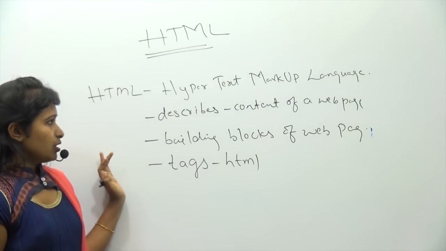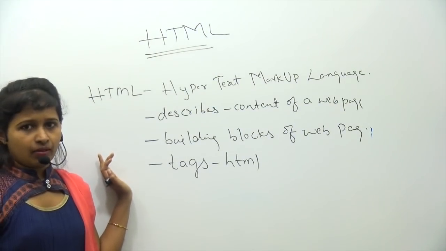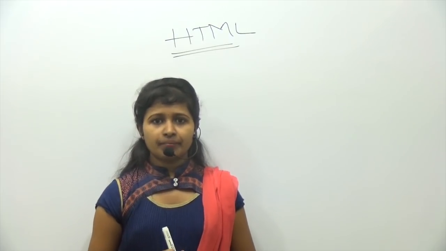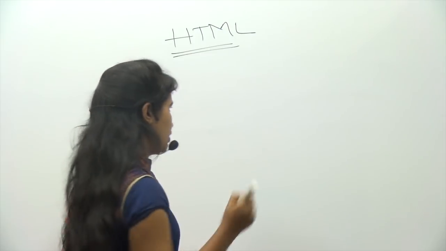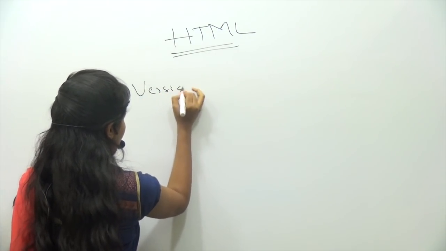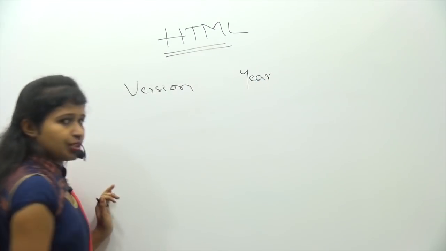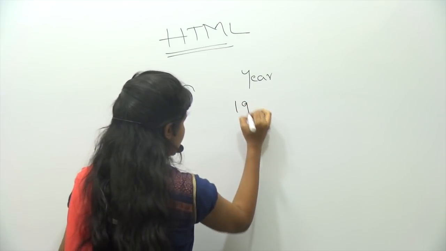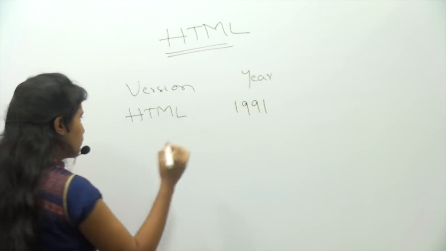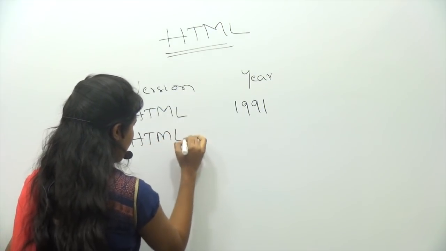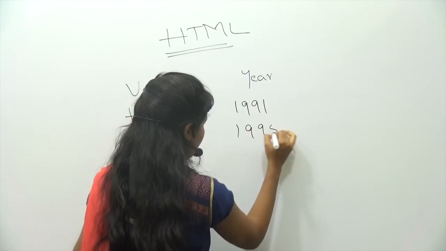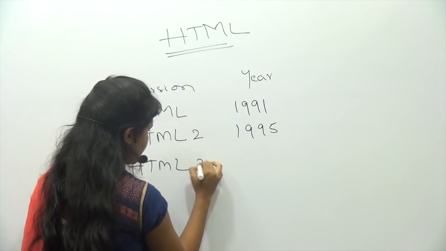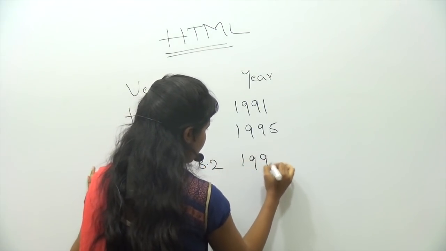And before this, we need to know the versions of HTML. So now we are going to see the versions of HTML. In which year which HTML version was released, we are going to see now. See, this is the version and this is the year. The basic HTML version 1 was released in 1991. The second version, HTML2, was released in 1995. And the third version we call HTML version 3.2. It was released in 1997.